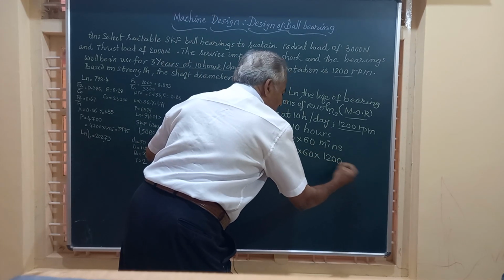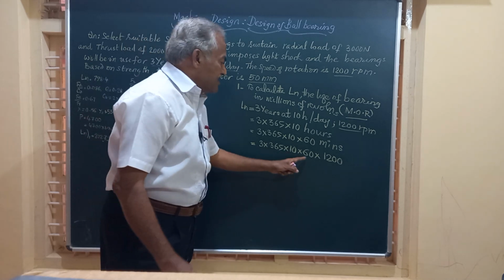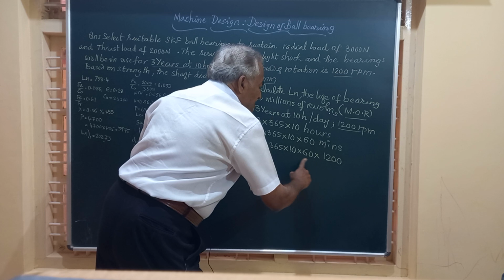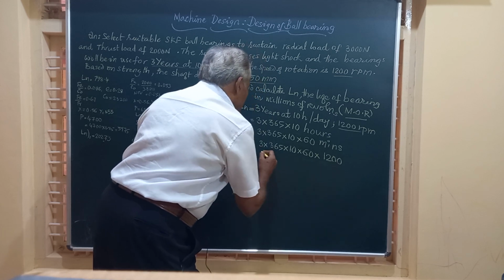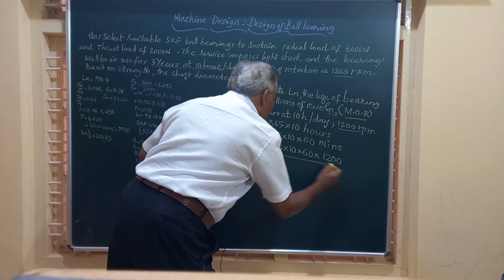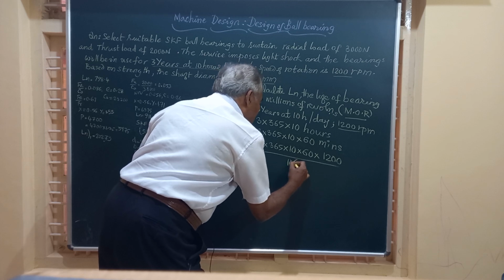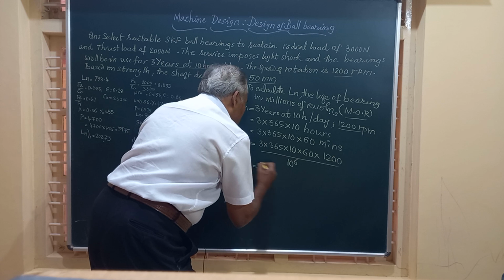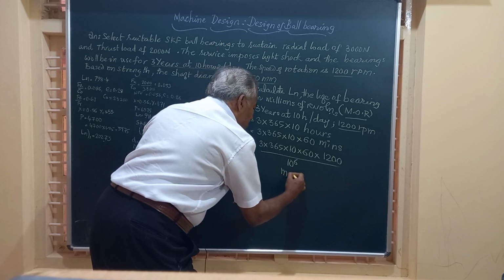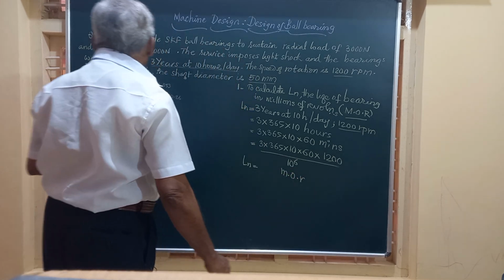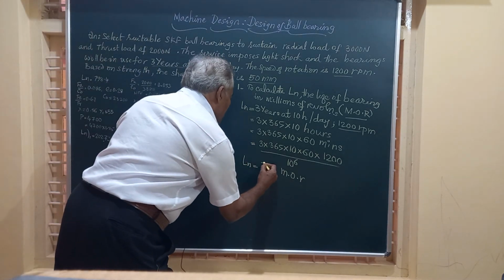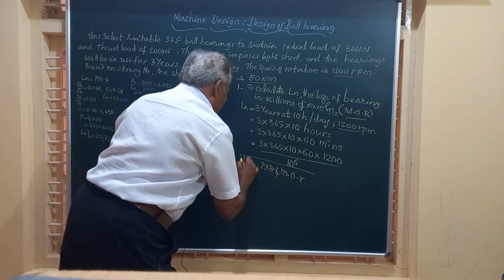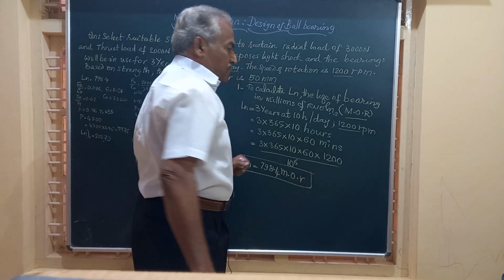1200 revolutions per minute. So friends, these will be the revolutions you get if you multiply this. This total value I am going to divide by 10 to the power of 6 to get the answer of this Ln in so many millions of revolutions. And friends, this works out to 798.4 MOR, millions of revolutions.